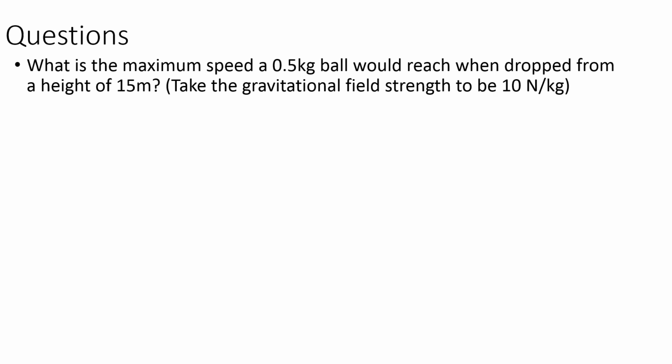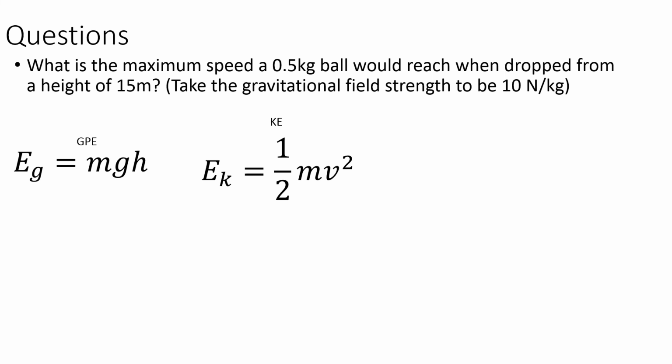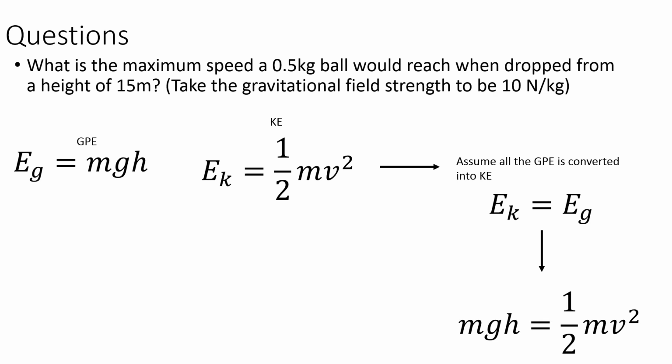So which energies do we want to take into effect here? It's going to be the gravitational potential energy and the kinetic energy. Now, we're going to assume that all the gravitational potential energy is converted into kinetic energy. Obviously, this wouldn't happen in a perfect world. There's wasted energy, etc. But that means that the kinetic energy is equal to the gravitational potential energy. So we are going to equate those.